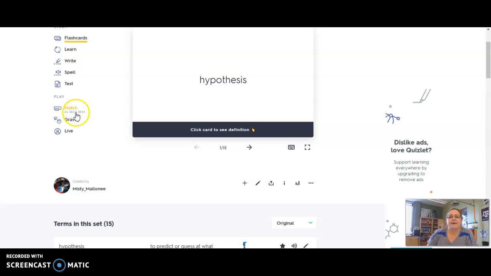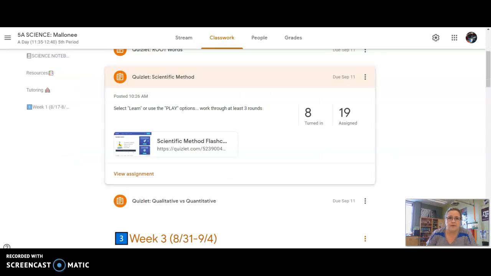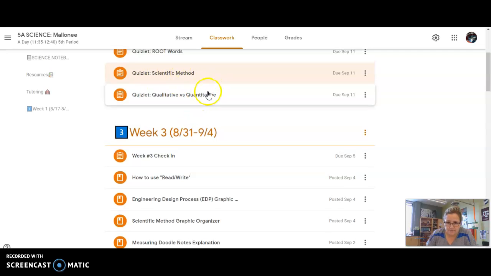Okay, so you can play match, and then gravity is like it falls from the sky and you're trying to answer it before it hits the ground. So a little bit kind of like games to make it a little more fun to do those. Okay, so you have scientific method and the qualitative quantitative. Those both are things that are on Friday's quiz. So let me go back here. So both of these, scientific method and qualitative and quantitative, are relevant to Friday's quiz.